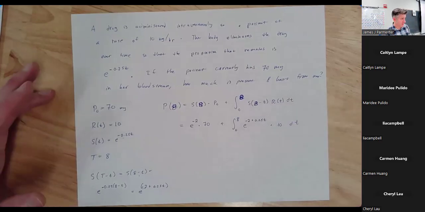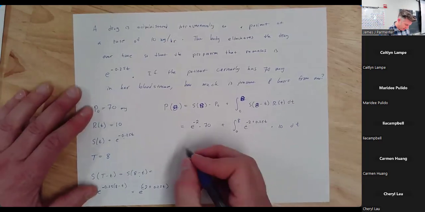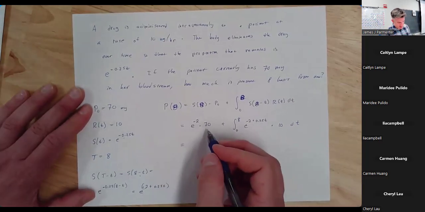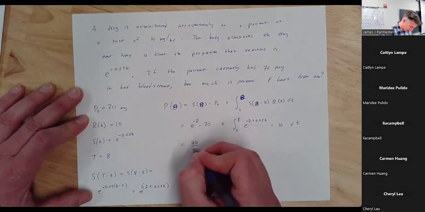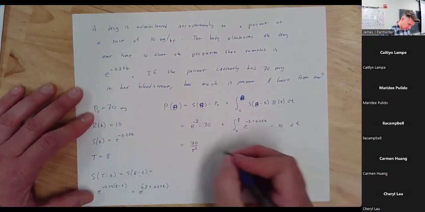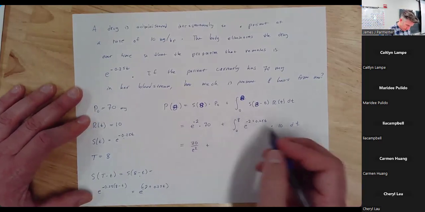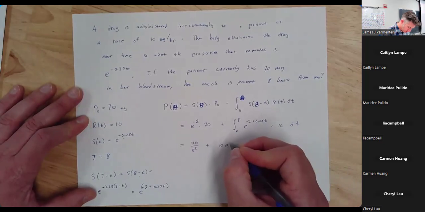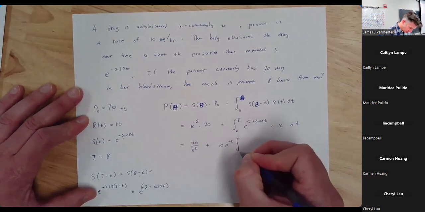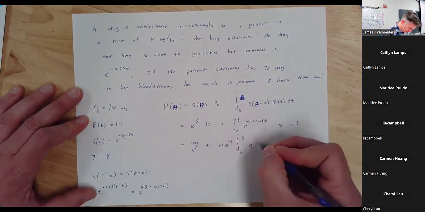So I'm going to do the same sort of simplification I did last time. I'm going to write this in a way that I find more comfortable. Instead of writing 70 times e to the negative 2, I would really rather write 70 divided by e squared. That just feels nicer to me. Over here, I'm going to pull out the 10. I'm also going to pull out the e to the negative 2, and have the integral from 0 to 8 of just e to the 0.25 t dt.